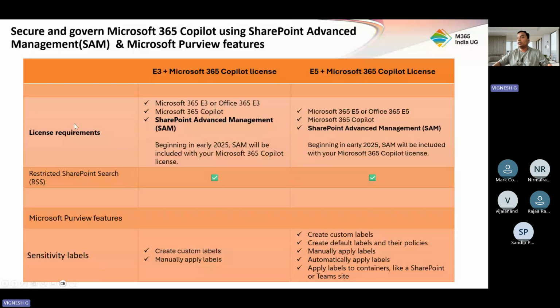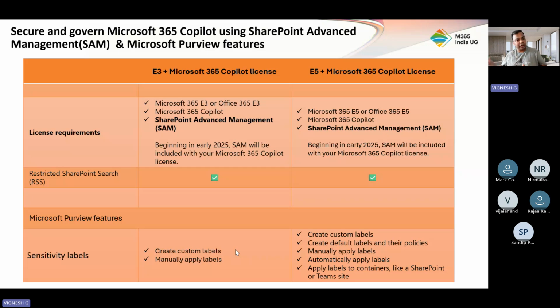Now, let's talk about the Microsoft Purview components, right? With your E3, you're going to get an option to create custom labels. I'm talking about sensitivity labels, and you can also manually apply the labels. So once you publish the labels and users are creating documents, they can go ahead and apply a label. It could be highly sensitive or public or whatever, whatever labels you have published for your organization.